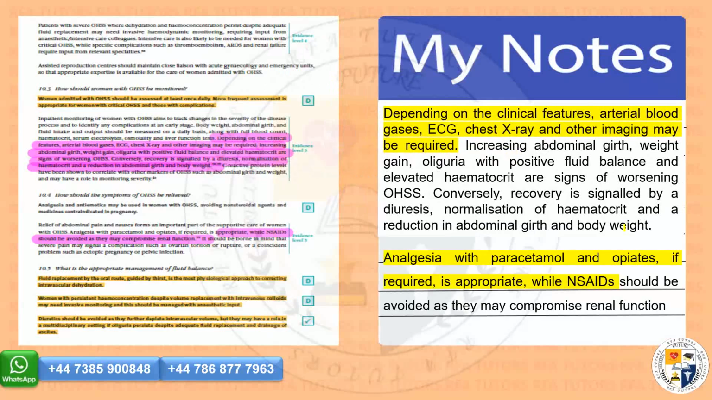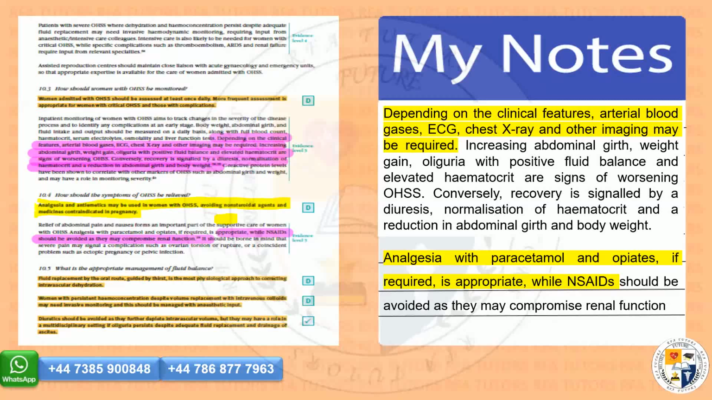So now in the end, how do the notes appear? Once you have gathered up everything, I'll give you one example. They were writing in the recommendation that NSAIDs should not be given. When I came to the guideline in between, can you see, all of you, this purple highlighted part: analgesia and antiemetics may be used in women with OHSS, avoiding NSAIDs and medicines contraindicated in pregnancy. Everybody, are you with me? This was the recommendation, right?